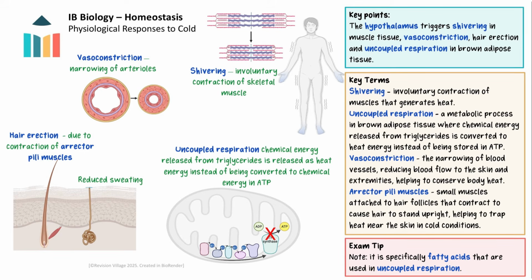At the same time, the hypothalamus triggers vasoconstriction, the narrowing of arterioles supplying the skin. With less blood flowing to the skin and extremities, less heat is lost, and warm blood is retained in deeper tissues. Another response is hair erection, caused by contraction of the erector pili muscles attached to hair follicles.